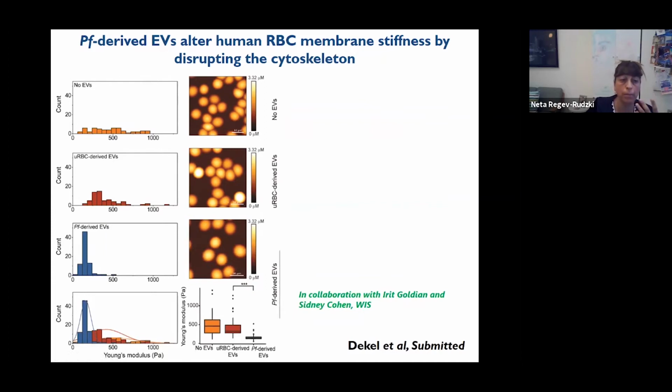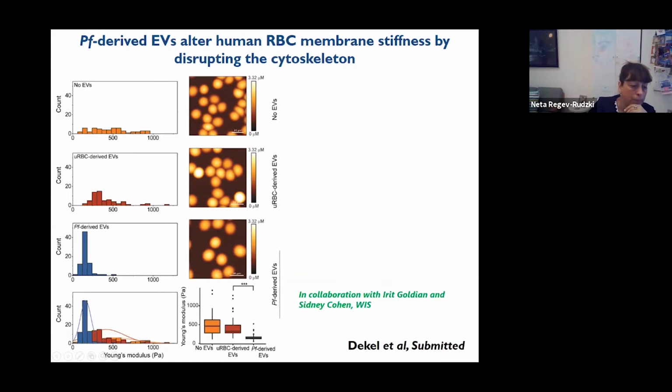We used atomic force microscopy to measure the stiffness of the membrane. And as you can see here, we got a much softer red blood cell membrane when we introduce the red cells to the parasitic vesicles, as opposed to the control vesicles coming from uninfected red blood cells. So the membrane becomes softer.